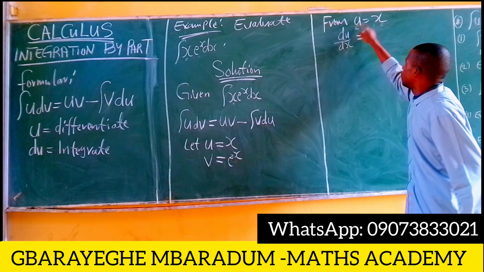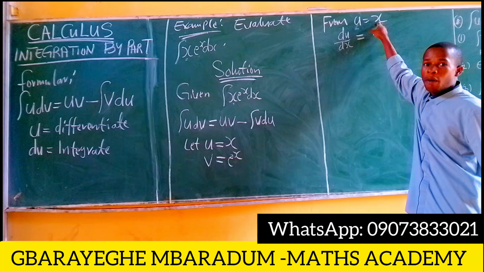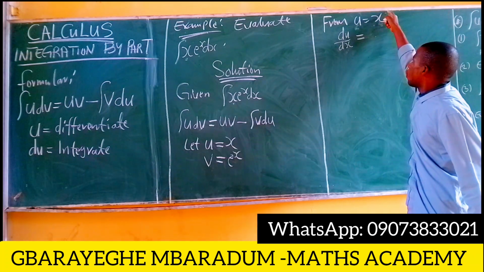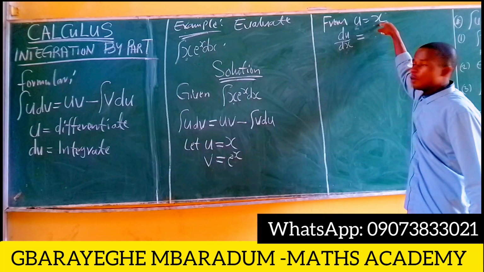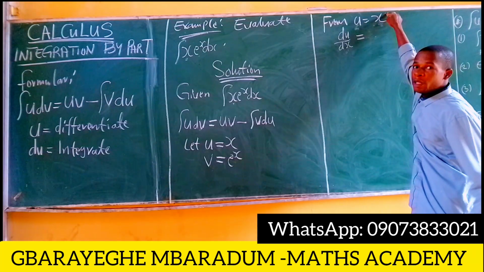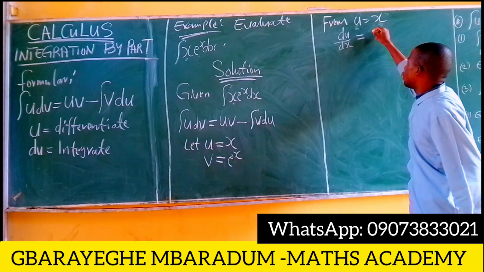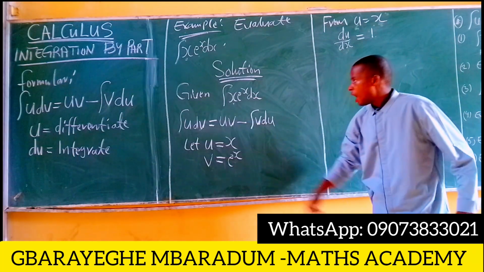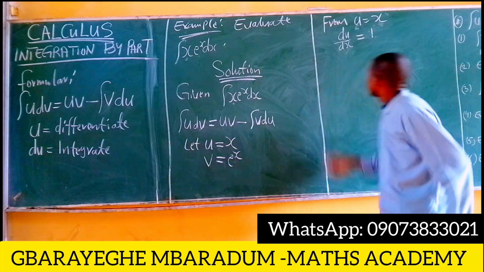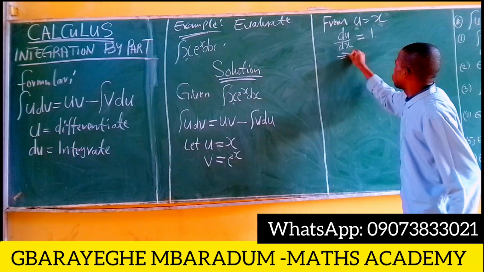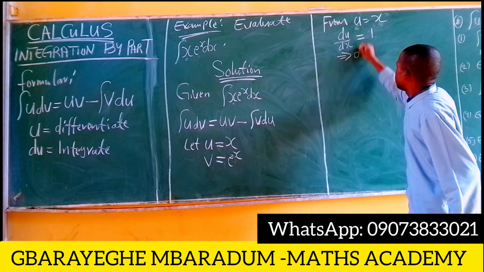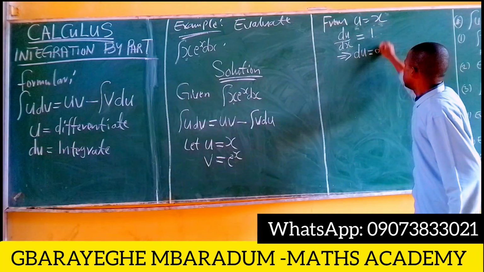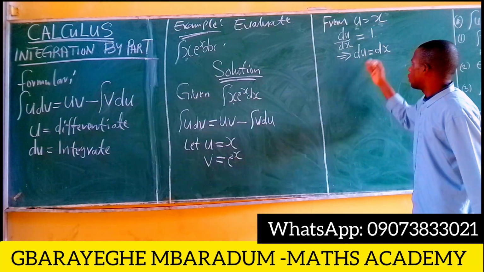If you differentiate this by the power rule, you know that this x is raised to a power of 1. So when you bring down this 1 to multiply the function, you subtract 1 from the power by the method of differentiation. So we are going to have 1. For us to get du, we cross multiply, so du equals dx.